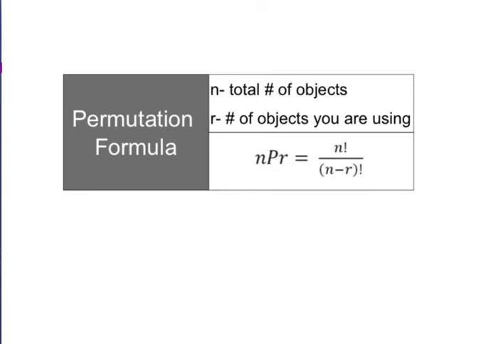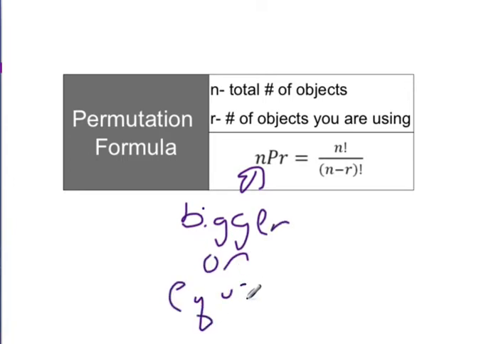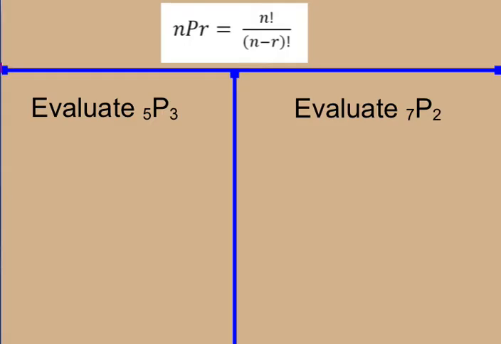So R represents the number of objects that you are using or number of objects that you are trying to put into an order. Okay, so N is always bigger or equal. If you do it the other way around, it will not be pretty and it will not work. So just remember that. So let's start by just kind of applying the formula here.